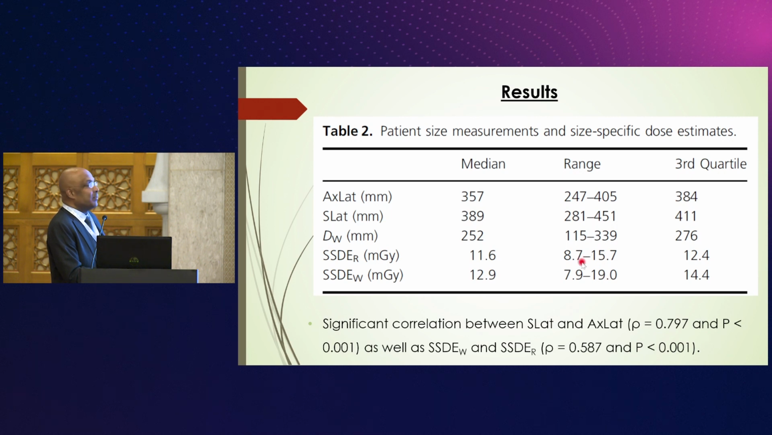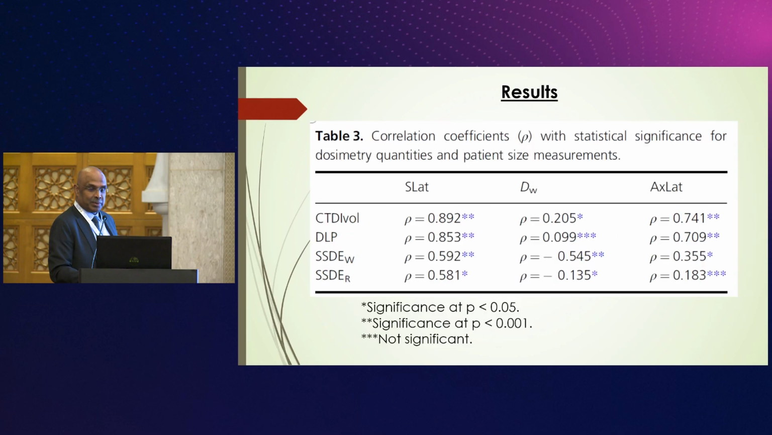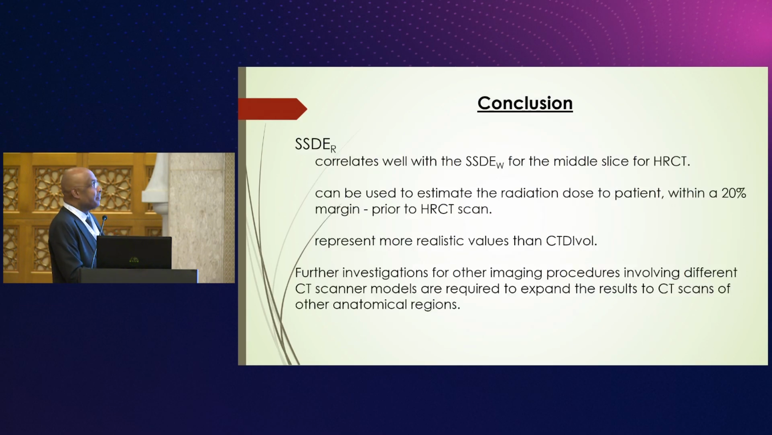So you can estimate within about 20% of the actual values that you may get if you use the water equivalent diameter. So they represent more realistic CTDI values for your individual patients, but we probably need to do further imaging procedures. You need to check for other imaging procedures, maybe look at other CT scanners, how they actually work before you go into completely using that as a guide. However, I need to emphasize that these are estimates.